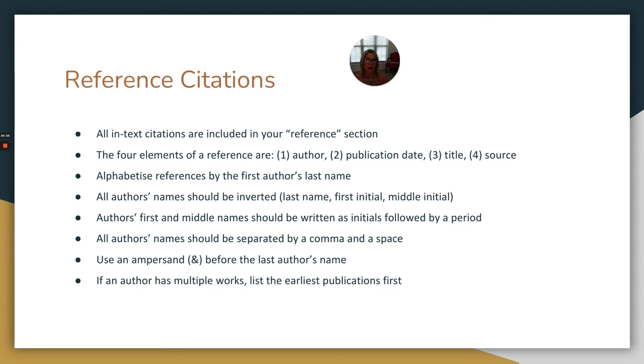So in a work that has 3 or more authors, you're going to use that ampersand before the last author's name. And if an author has multiple works, so in a paper I did, I used several papers written by Sam Odom. I had to list his earliest publications first.